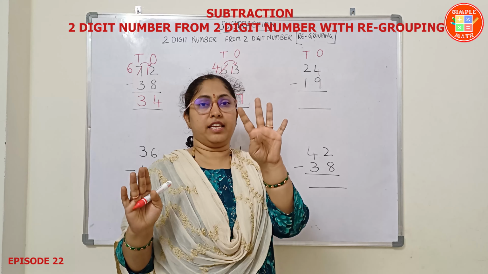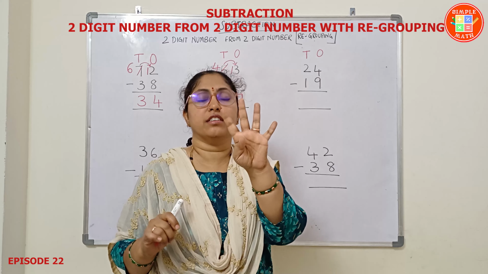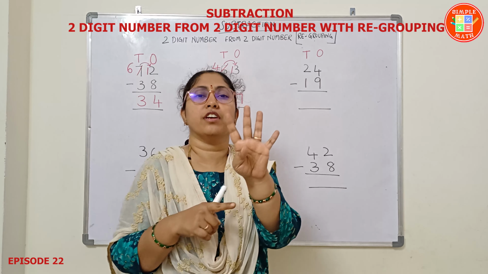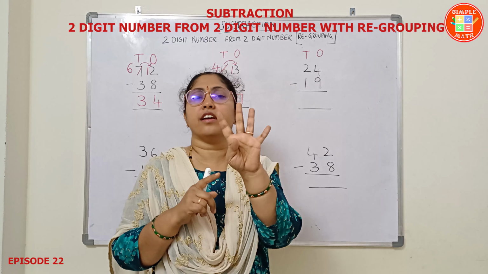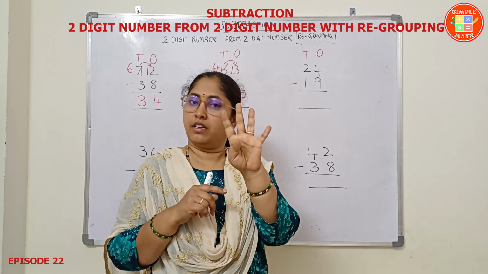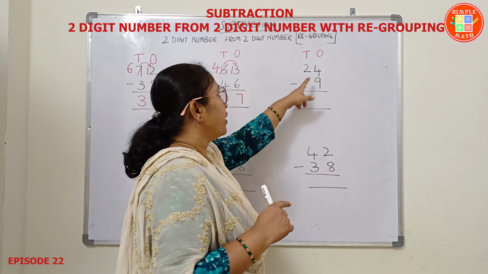I have 4 fingers here. I ask you to take out 9 fingers. How can you take out 9 fingers from 4 fingers? Because, teacher, I have only 4 fingers. I cannot remove 9 fingers. Right? Like that only. So what should you do now?